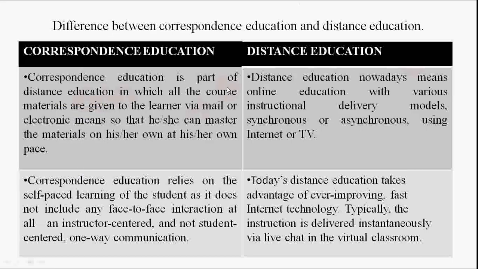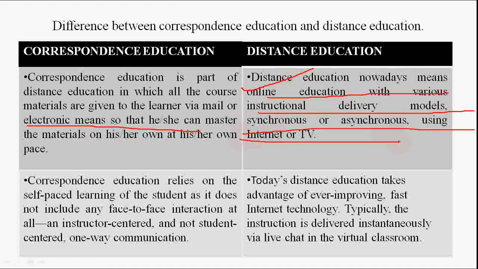Correspondence education is part of distance education in which all the course materials are given to the learners via mail or electronic means, so that he or she can master the materials at his own pace or own way. Again, in case of distance education, nowadays it means online education with various instructional delivery models, synchronous or asynchronous, using internet and TV, as I already said. Next, correspondence education relies on the self-paced learning of the student as it does not include any face-to-face interaction at all, and it is instruction centered and not student centered, one-way communication. Okay.